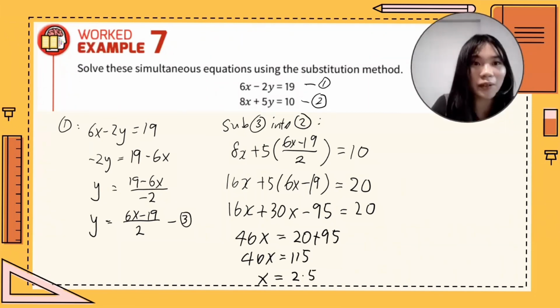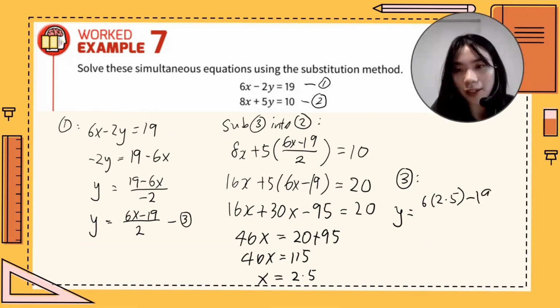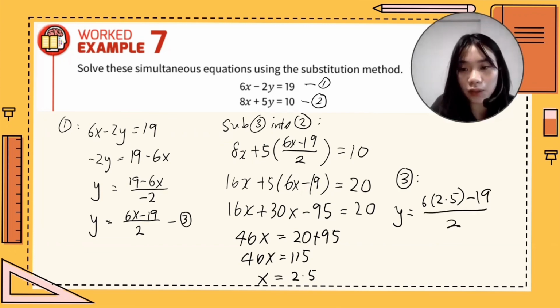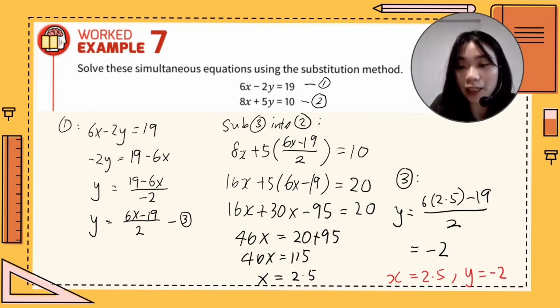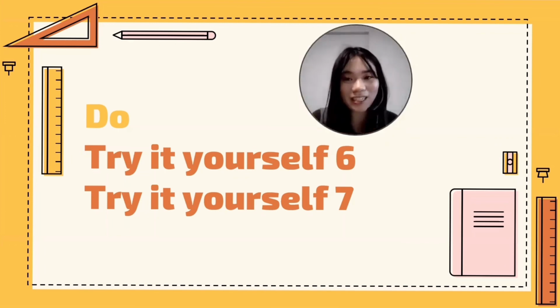Now I will use what I have in the third equation to write out that y equals 6 times 2.5, which is the x we got just now, minus 19 over 2, which gives me negative 2. So my answer would be x equals 2.5, y equals negative 2. To help yourself better, please try it yourself 6 and try it yourself 7.